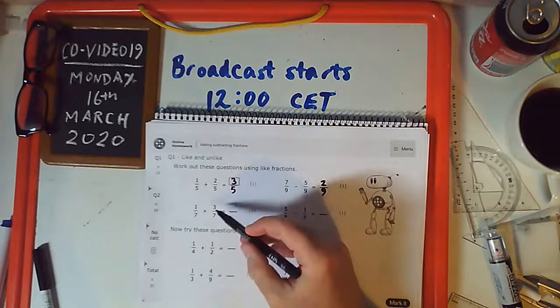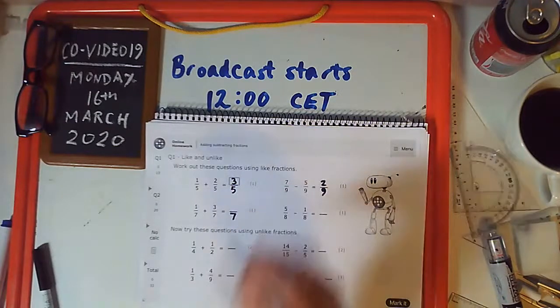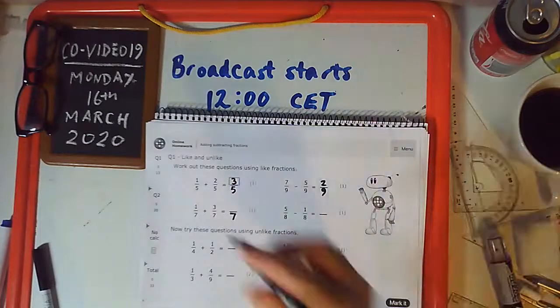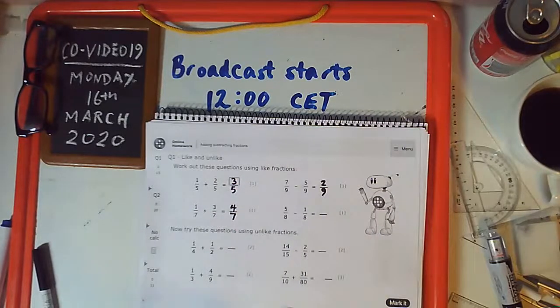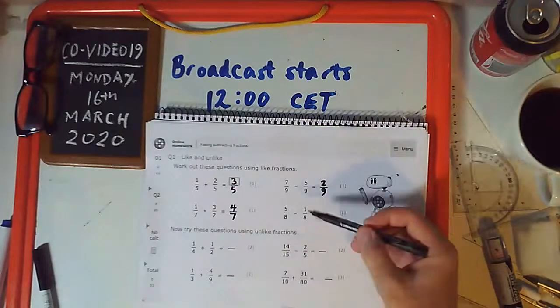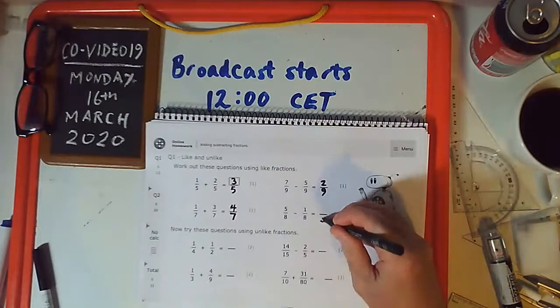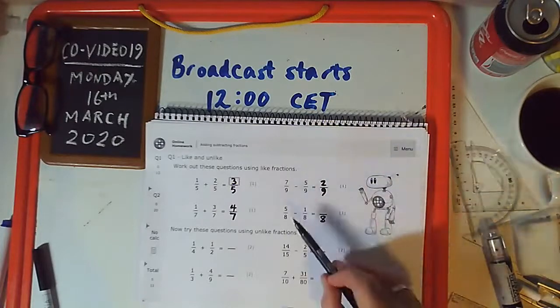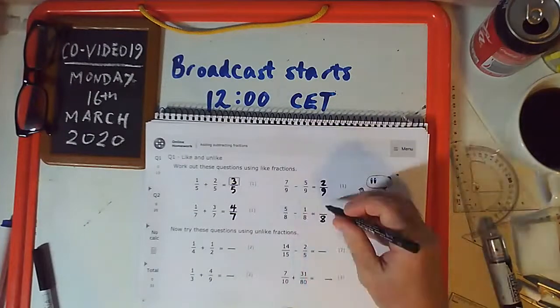Third one, a 7th plus 3/7. So the answer is going to be in 7ths, and we just add the tops. 1 plus 3 is 4, so the answer is 4/7. And then 5/8 minus 1/8. Again, the denominators are already the same. They're already 8ths. So the answer is going to be in 8ths. And I've just got to subtract the numerator, the top number. 5 minus 1 is 4.